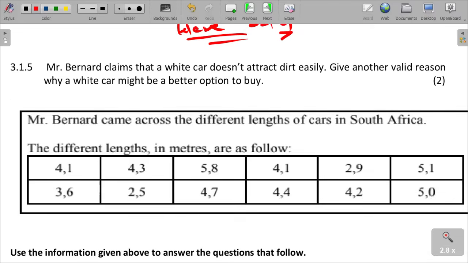And then Mr. Bernard claims that a white car doesn't attract dirt easily. Give another valid reason why a white car might be a better option to buy. Normally, one major reason is that white cars are basically cheaper than other colors. White cars are naturally cheaper than other cars.